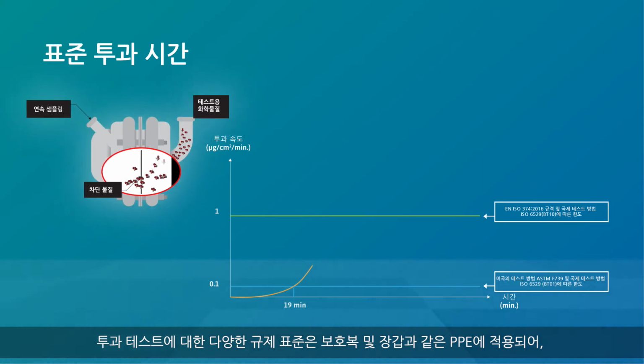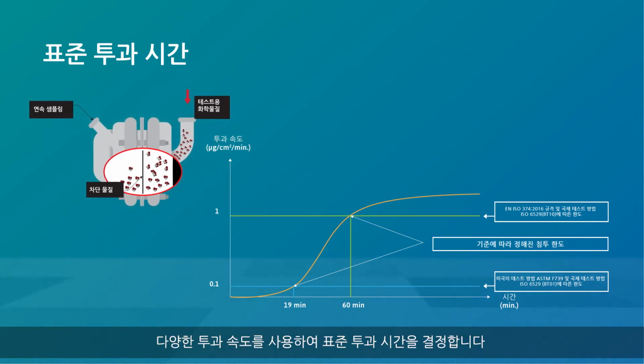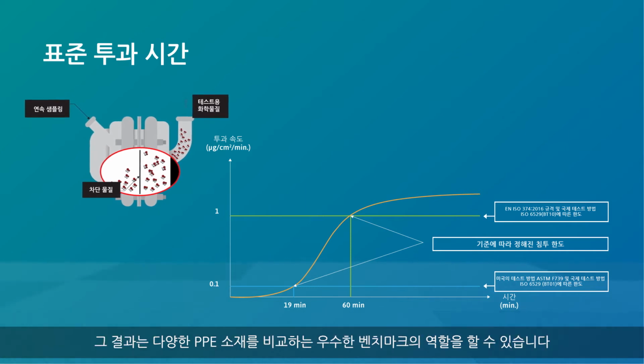Different regulatory standards for permeation testing are available for PPE clothing and gloves, and different rates and speeds are used to determine the normalized breakthrough times. The results can serve as a good benchmark for comparing different PPE materials.